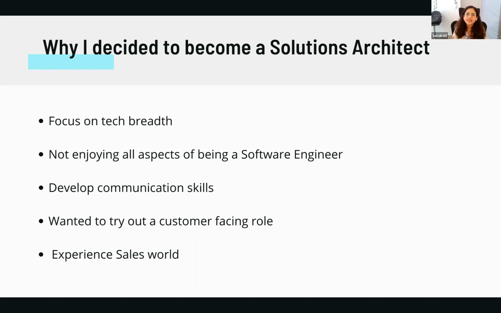Other than that, another reason is I was not enjoying all aspects of being a software engineer. So for example, I enjoyed coding and I still do. I still love coding. But at the same time, I did not enjoy the process that was surrounded towards getting the code deployed to production. So for example, I did not enjoy code reviews. I did not enjoy writing unit tests. I did not enjoy the change management process. So yeah, that was about it. I love to write code, but I was not having fun being a software engineer.